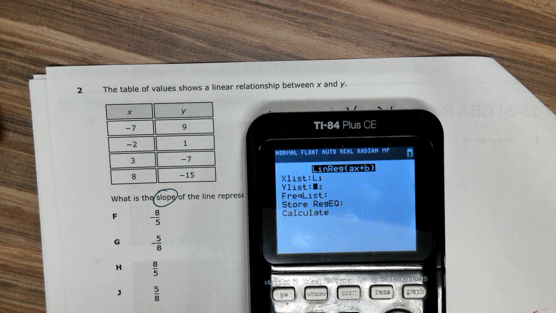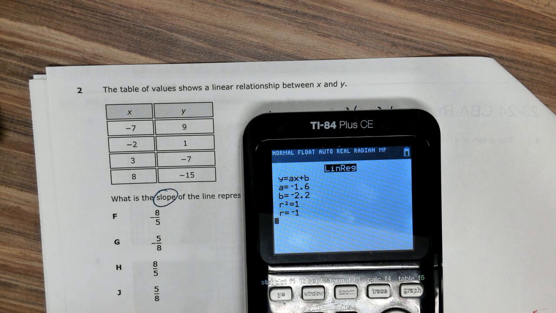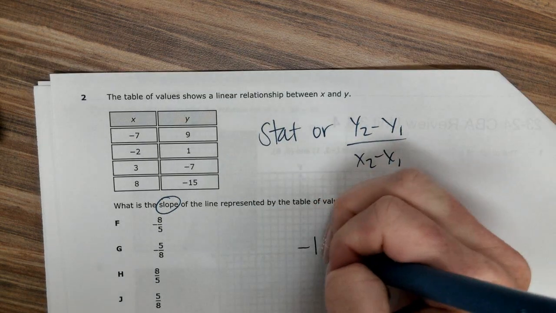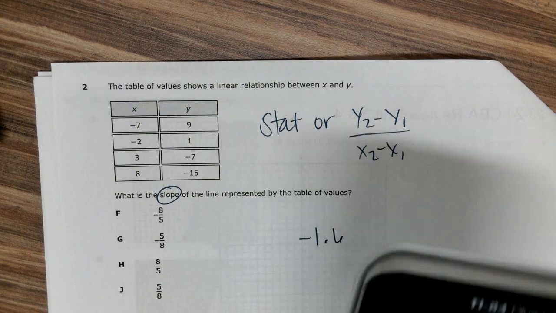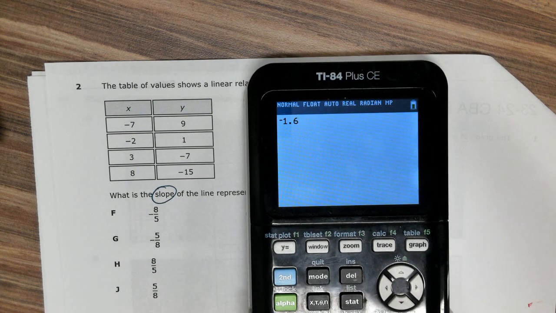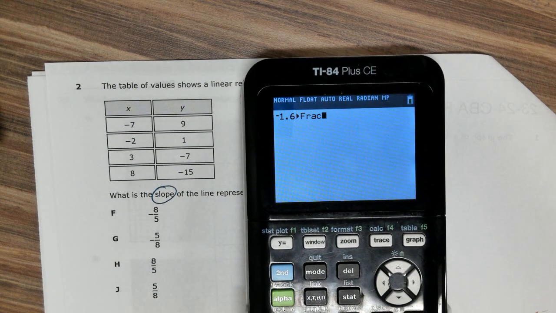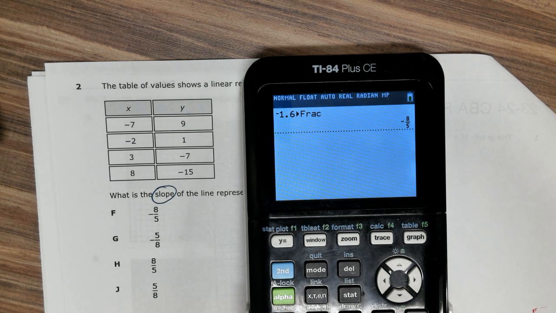Stat calc option 4. The slope is -1.6. Again, you're going to need to change that to a fraction. So you go to your home screen, type it in, hit math, fraction, enter, and it's -8/5.